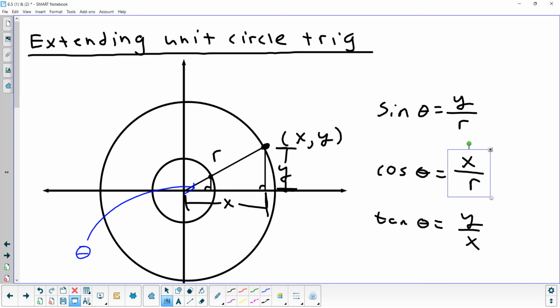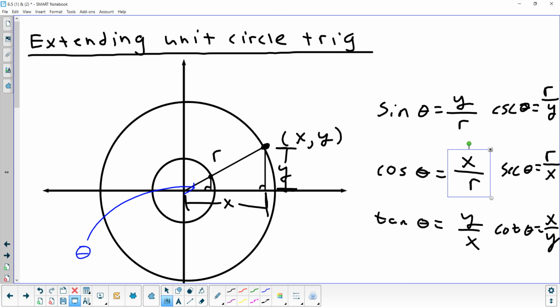What about your cosecant? What do you think that'll be? Yep, r over y. Your secant? Yep, r over x. And what about your cotangent? Yeah, x over y.